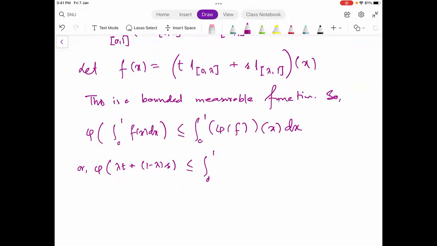What is phi of f at x? Now, that's a difficult question, right? Okay, so where is x? x is between 0 and 1. If x is between 0 and 1, then x is either in 0 to lambda or in lambda to 1. Maybe one of those intervals you have to take open so that the intersection is not there. Maybe take closed 0 and open lambda. If it is in 0 to lambda, then the value of the function f(x) is just t. So then phi of f of x is phi t.